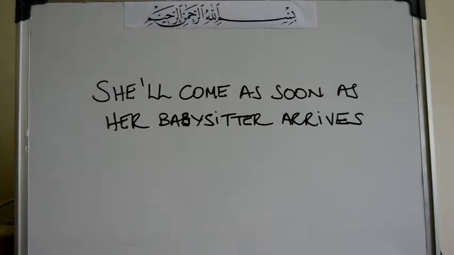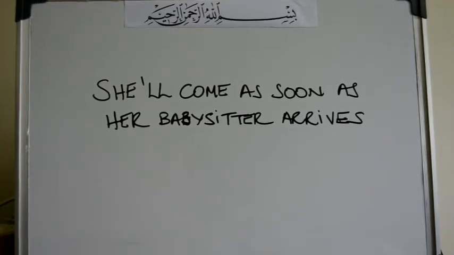She'll come as soon as her babysitter arrives. And again the same formula is used. First, a statement expressing the future, she'll come, and then the conjunction of time, as soon as, followed by the present simple, her babysitter arrives.